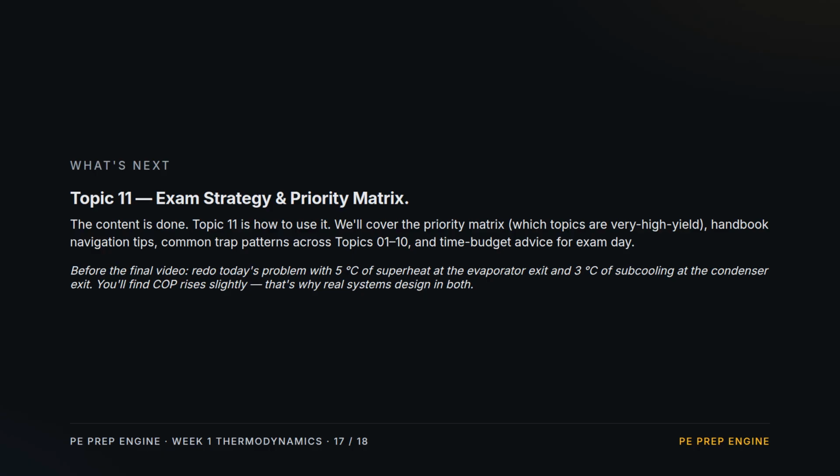Next, and last for this course, Topic 11, Exam Strategy and Priority Matrix. The content's done. Topic 11 is how to use it. Highest yield topics, handbook navigation, trap patterns, and a time budget. Before then, redo today's problem with 5 degrees of evaporator superheat and 3 of condenser subcooling. COP rises slightly, which is why real systems design in both.